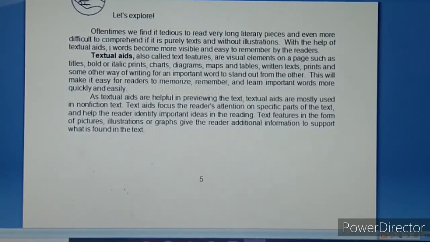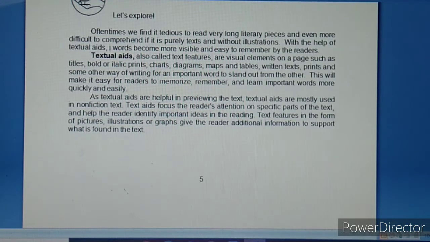So let's explore. Oftentimes we find it tedious to read very long literary pieces and even more difficult to comprehend if it is purely text and without illustrations. With the help of textual aids, words become more visible and easy to remember by the readers. Textual aids, also called text features, are visual elements on a page such as titles, bold or italic prints, charts, diagrams, maps and tables, written text, prints, and some other way of writing for an important word to stand out from the others.